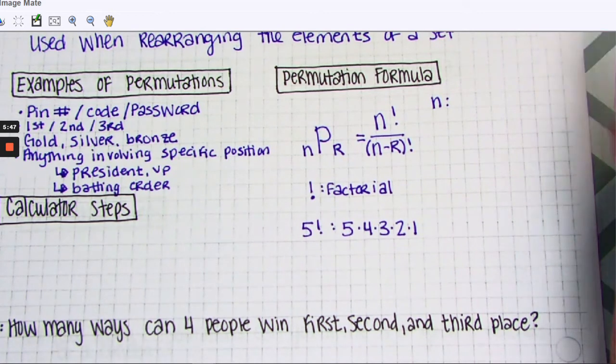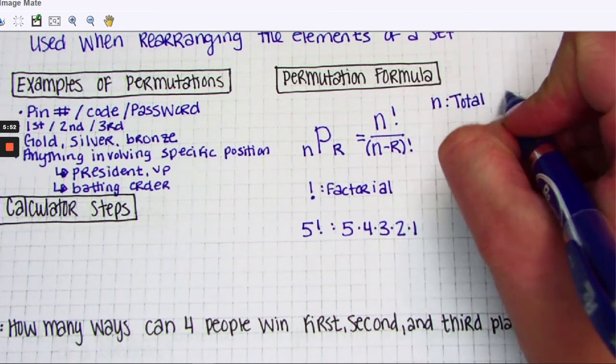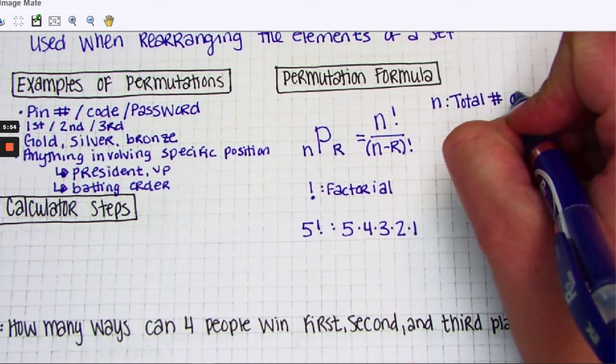All right. N. N represents the total number of items to choose from.